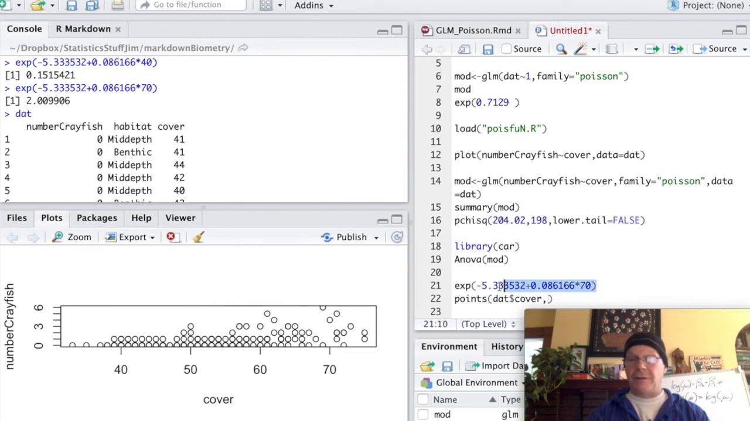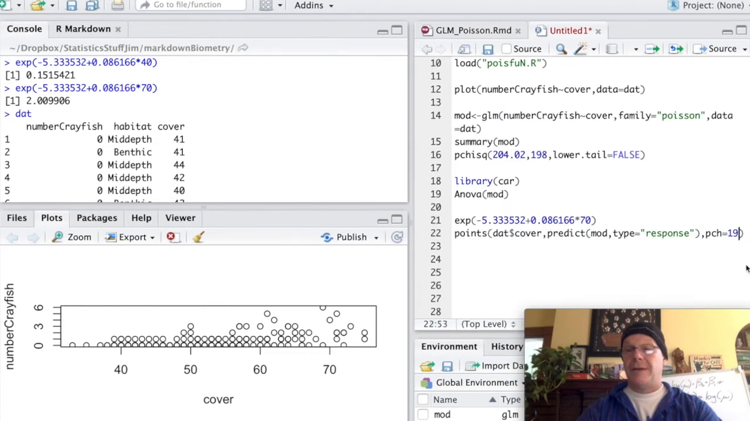And so instead of doing something really cumbersome like this for each one of those possible values for the cover, I can go back and use that predict function, which we've used before. And so I'll go ahead and I will say predict my model. And the type of prediction I want is the response. It's the expected value. And then to make it pop out a little bit, I'm going to say that the PCH is 19. PCH simply means the plotting character. And then on top of that, I'm going to tell it that I want it to be red. PCH of 19 is a solid circle is all. So I'll go ahead and I'll do that.